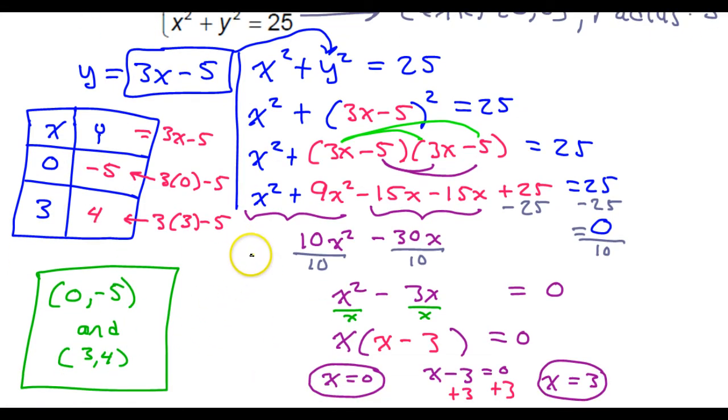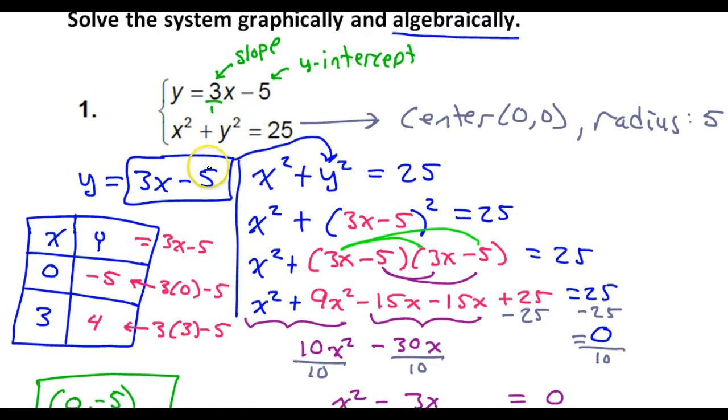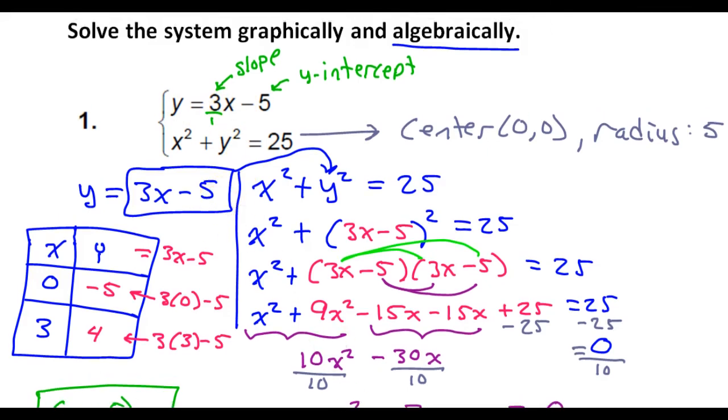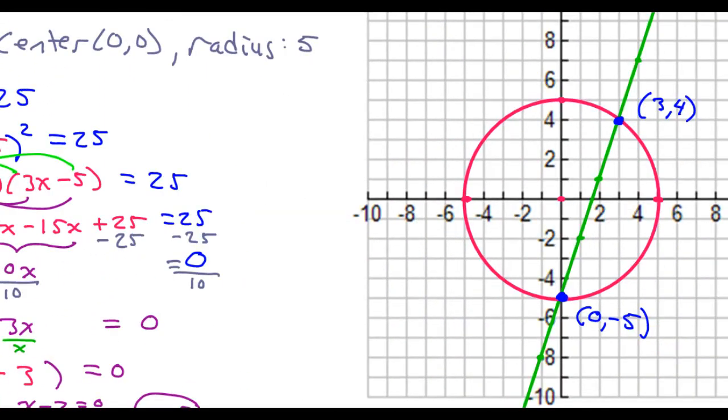So that is how you solve a system of equations involving a conic section, like a circle, and a line. That's how you find the intersection of a line and a circle. Algebraically, using substitution, and graphically. Just graph them both and see where they intersect. Here endeth the lesson.